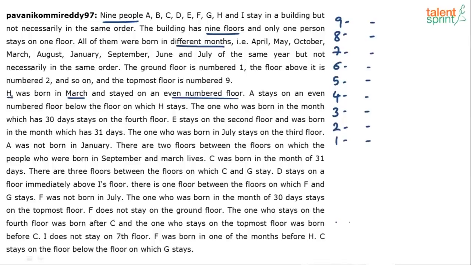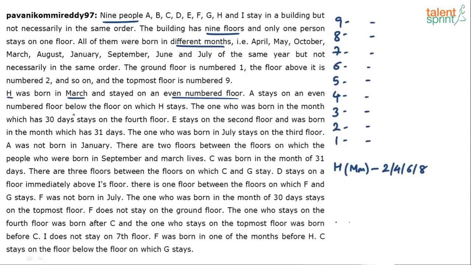Anyway, what I'll do is first represent this clue pictorially. H was born in March and stayed on an even numbered floor. Now even numbered floor, there are 4 possibilities: 2, 4, 6, 8. H could be on any of these 4 floors. So H, who was born in March, can be on the 2nd floor or 4th floor or 6th floor or 8th floor. These are the 4 possibilities. I will not note it immediately because there's no point.